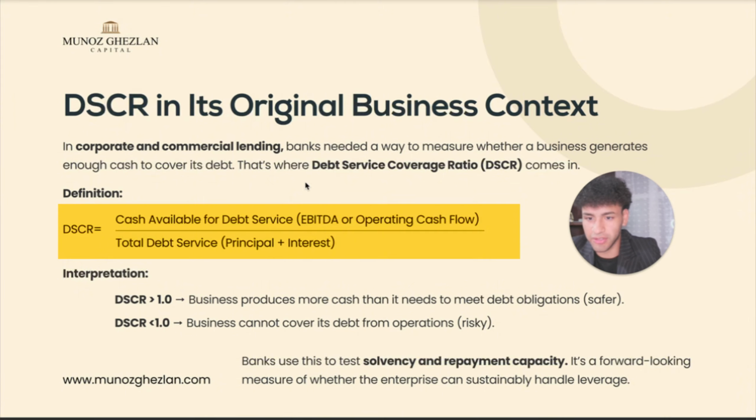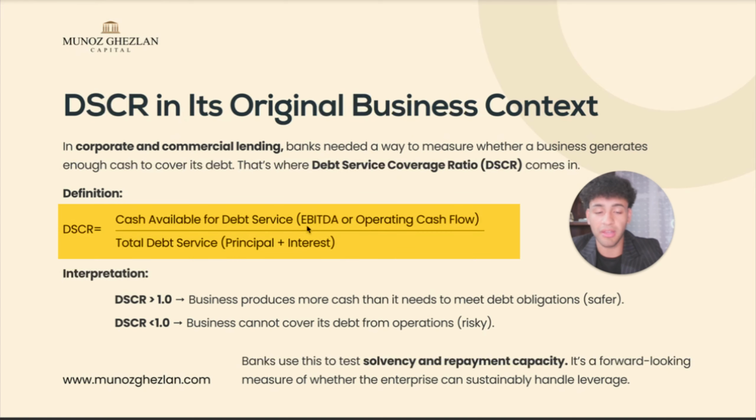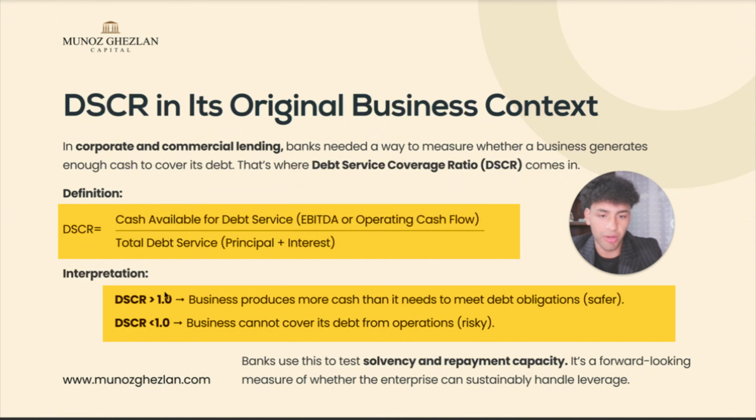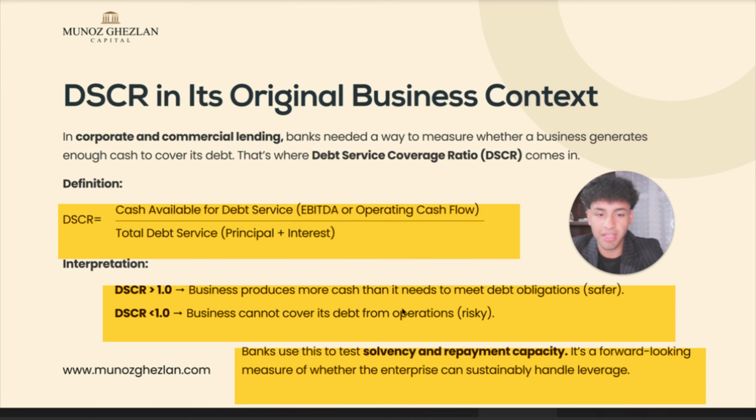So this is going to be your DSCR formula. In the business world, we have a thing called EBITDA, earnings before interest, taxes, depreciation, and amortization, whereas a real estate investor would call it net operating income, NOI, divided by PI. That's going to give you your DSCR, and that's going to be a pretty good metric to determine the transaction's ability to cash flow, right? If the DSCR is greater than 1, then it can meet its debt obligation safely, and the higher above 1, the better, whereas the lower below 1, the worse, because you're going to be underwater and close to bankruptcy. So banks use this as a test for solvency and repayment capacity. It's a very forward-looking measure of whether the enterprise can sustainably handle leverage.